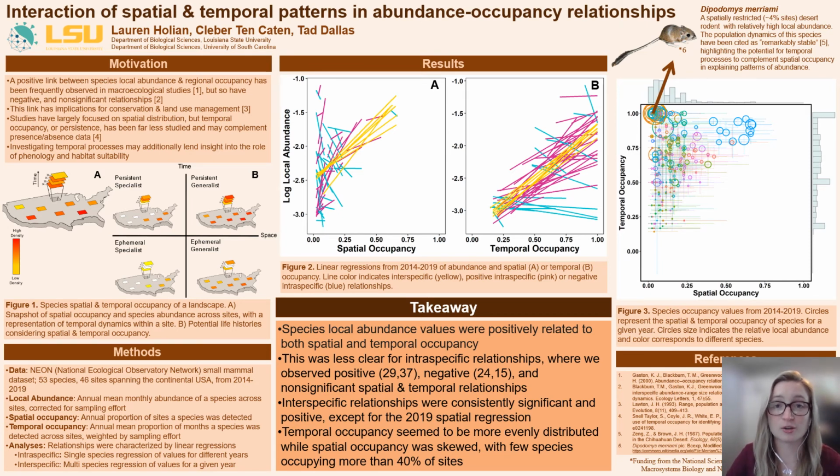So, the main things to take away from this work are how both spatial and temporal occupancy were positively related to local abundance across small mammal species. Though this was less clear for the intraspecific relationships, we saw really consistent positive relationships in the interspecific relationships across different years. Spatial and temporal occupancy exhibited different distributions across species. In the case of high abundance and low spatial occupancy, such as that pointed out by Dipodomus mariami, those instances suggest that temporal occupancy is of particular significance when trying to understand patterns of abundance.